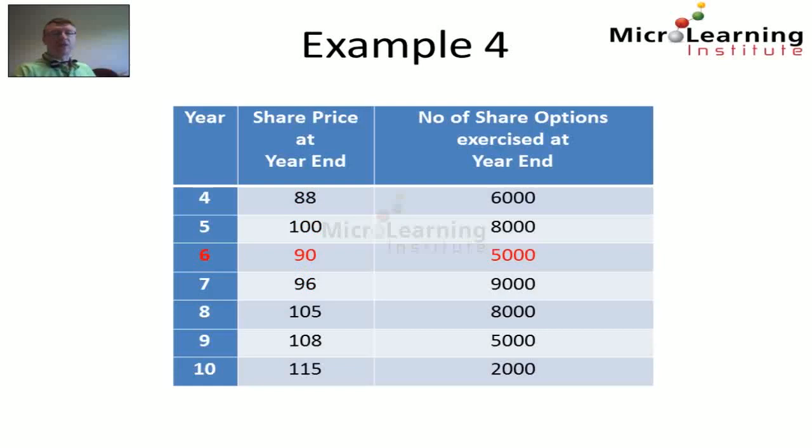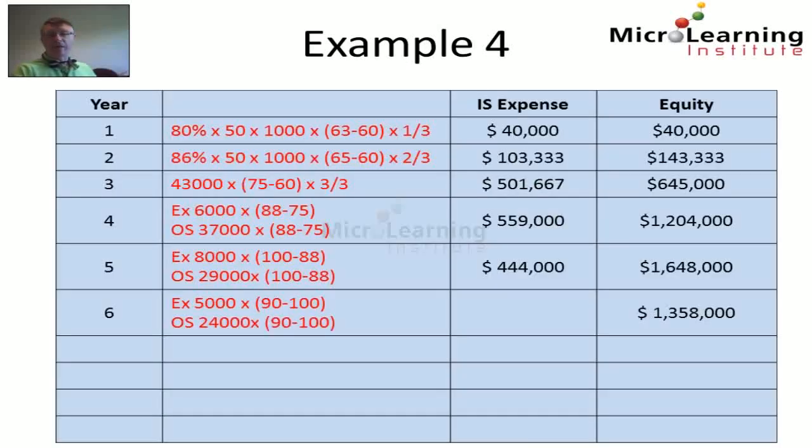Next up, we see that the share price at the end of year 6 has dropped from what it was at the end of year 5 of 100 down to 90. And again we see that the number of share options exercised were 5,000. So similarly, we see that at year end year 5 we had 29,000 share options outstanding. If 5,000 were exercised, then that leaves 24,000 outstanding at the end of year 6. Now, the intrinsic value change is negative because of course we had accounted for a share price up to $100 at the end of year 5, and now the share price has dropped to $90.